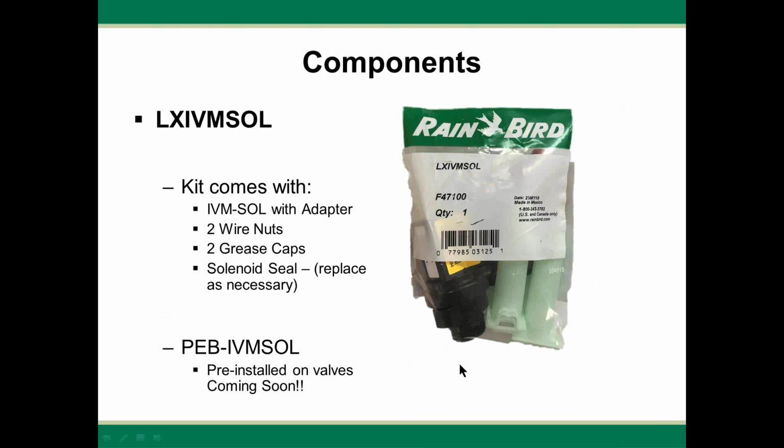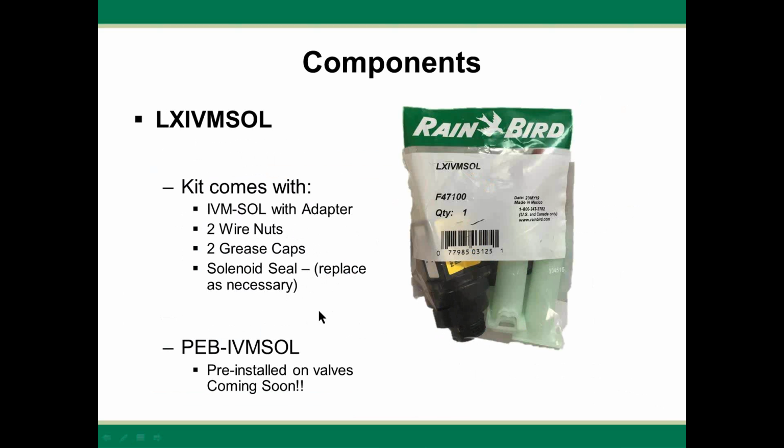This IVM SOL comes in a kit, a nice package kit. It comes with the adapter that's on the bottom of the IVM. It comes with 2 wire nuts, 2 grease caps. It also comes with a little white solenoid seal. You're going to replace this solenoid seal only when necessary. It's not something that you'll do on every one of them. That replacement solenoid seal is actually in the valve itself, and that's there just to replace if you feel like that's needed.